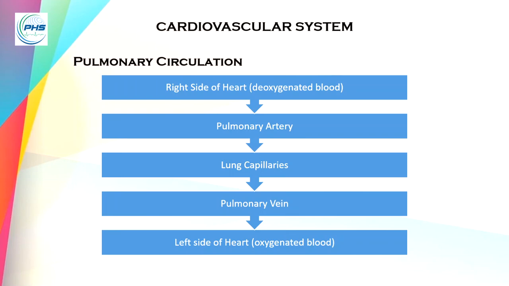In simple terms, the deoxygenated blood from the right side of the heart moves to the pulmonary artery and the lungs. The exchange of gases takes place in the pulmonary capillaries, and oxygenated blood returns to the heart via the pulmonary vein and to the left side of the heart.